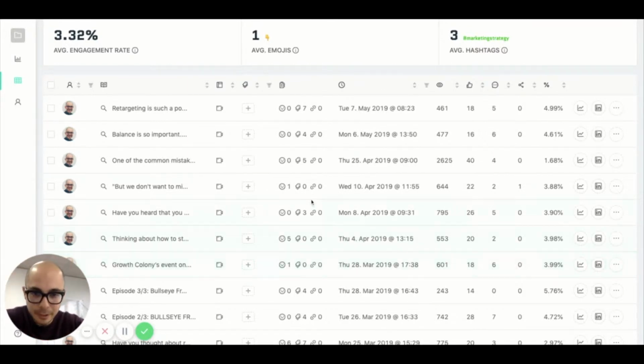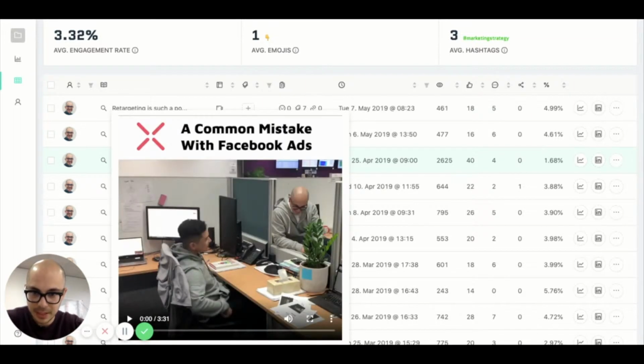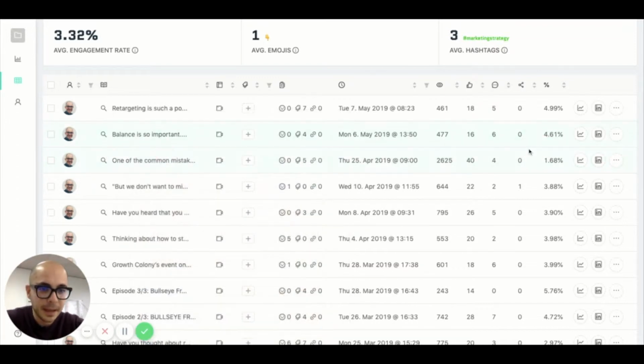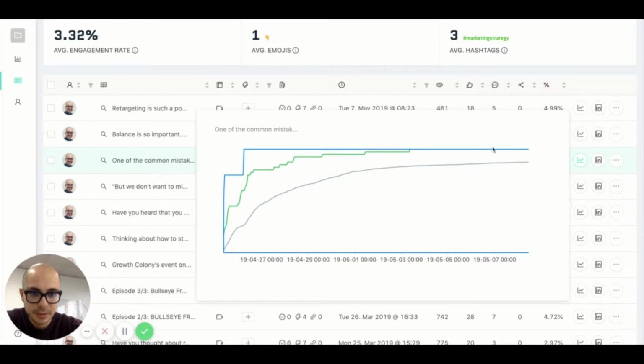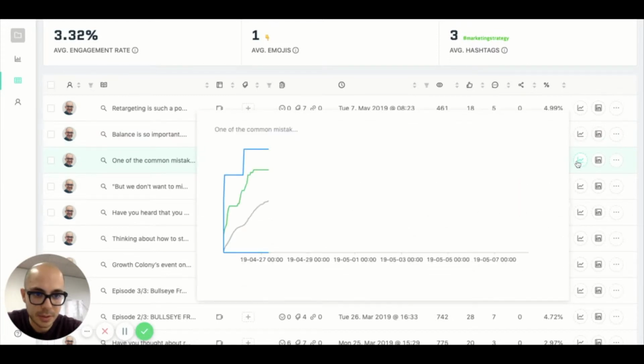So I'm going to show you this one, which is one of the common mistakes around Facebook. If we just come over here, it shows you what it's a common mistake with Facebook ads that we shot with one of our colleagues. And here we go. It shows me the number of views, shows me likes, shares, and comments. And what I can see from here is the impact that shares and likes have and how correlated these are exactly with one another. I'm sorry, it keeps closing.